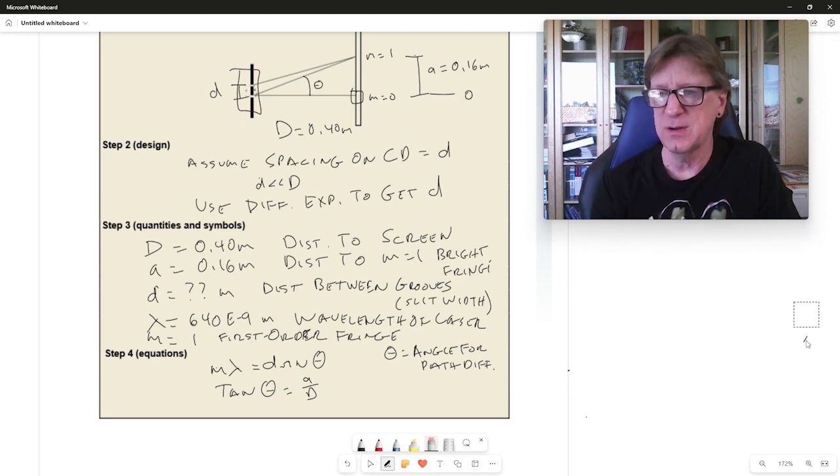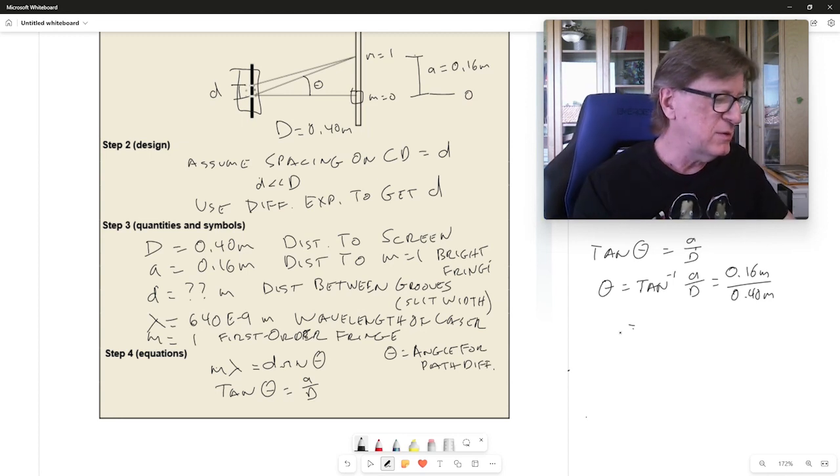All right, so let's do that here. Now we've got everything that we need. We didn't add any new expressions. So I'm going to work out first, I'm going to go ahead and get a number for my theta. Oops, that should be a capital D. And so theta is going to equal the inverse tangent of A over D. And we decided that was 0.16 meters divided by 0.40 meters.